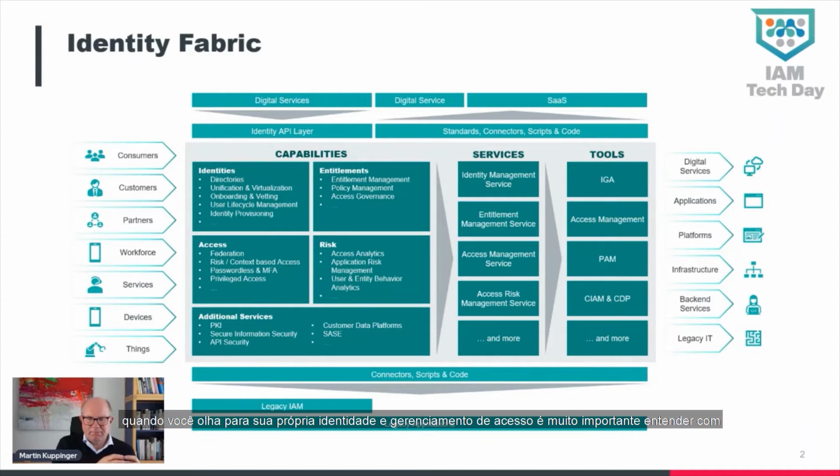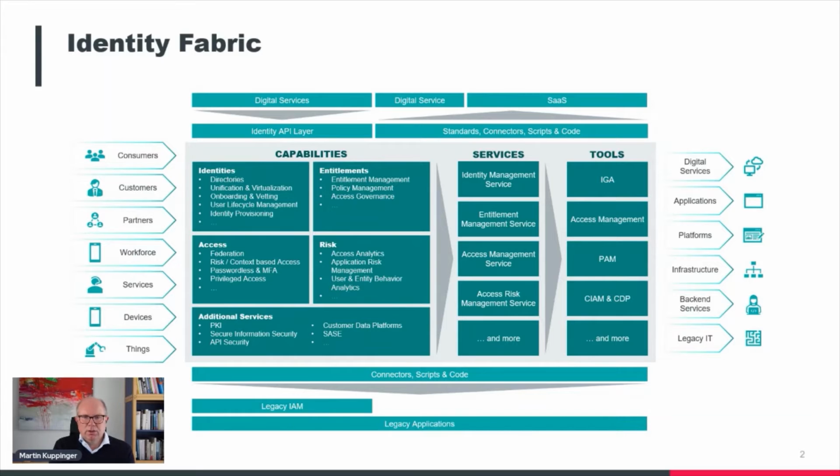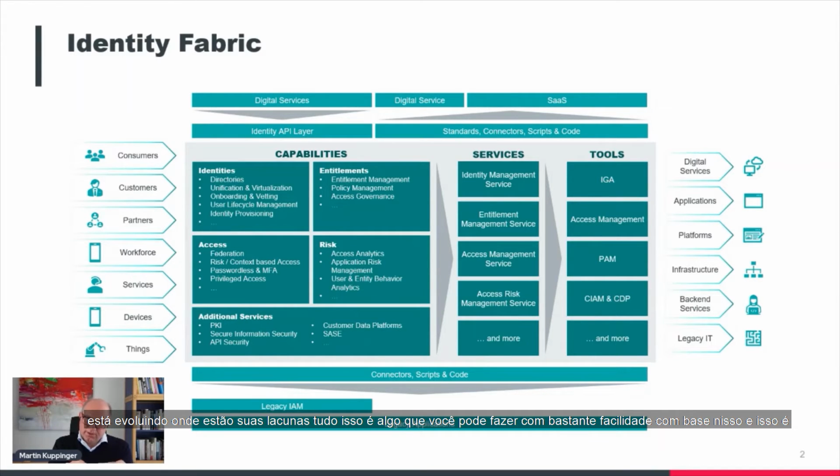And when you look at your own identity and access management, it is very important to understand which types of identities you have to deal with today and in future. Which types of services do you have to provide access to today and in future? And which capabilities do you have and which capabilities will you need in future? So how is this list of capabilities evolving? Where are your gaps? All that is something you can do quite easily based on data. This is something our advisory teams do regularly with our clients, guiding them through this process, helping them to understand where they stand, where the gaps are, and what they need.